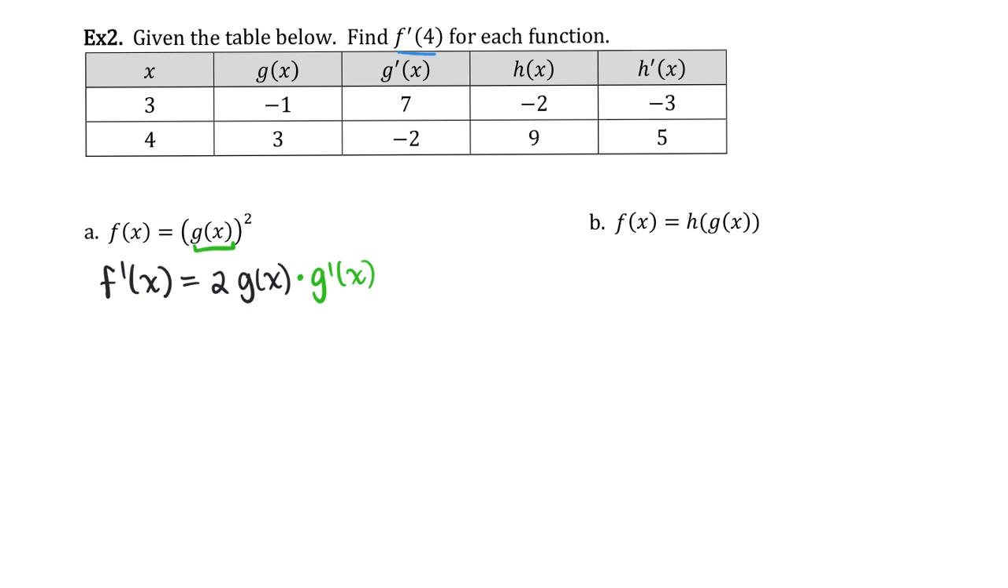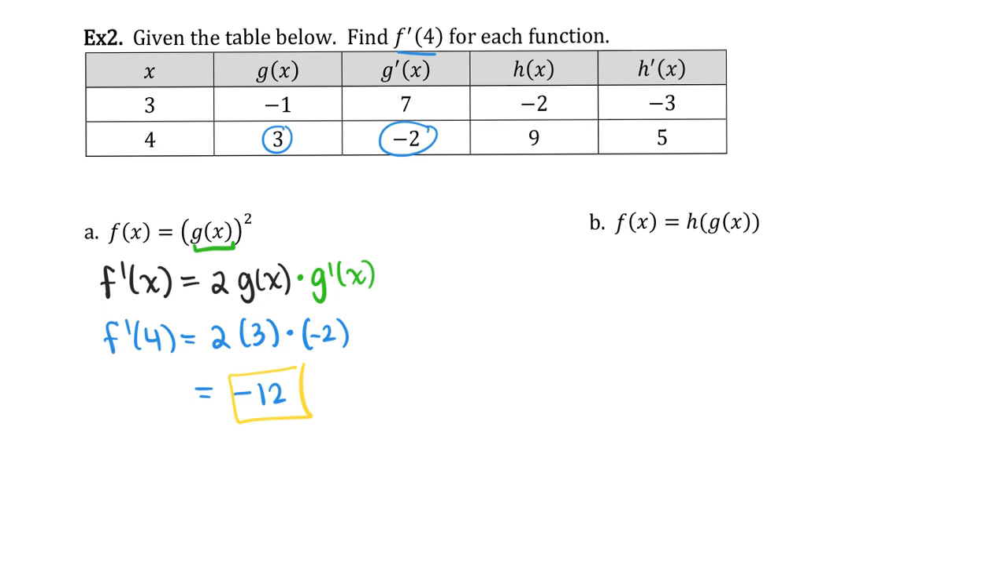Okay, now it says find f prime of 4, so let's go ahead and plug in 4. But don't skip to the second step. Please show the first step. 2 times g of 4, what's g of 4? g of 4 is 3 times g prime of 4, negative 2. So f prime of 4 is negative 12.